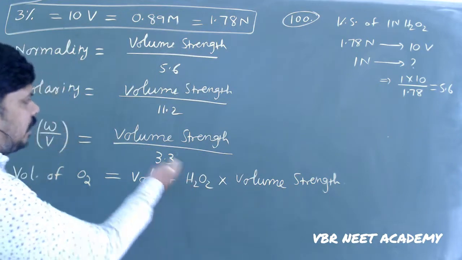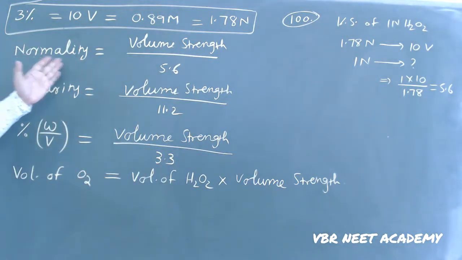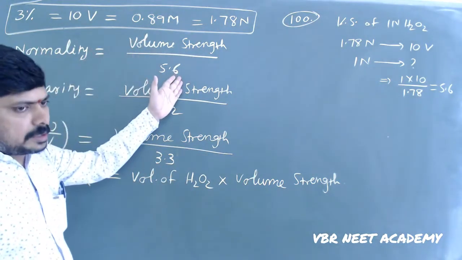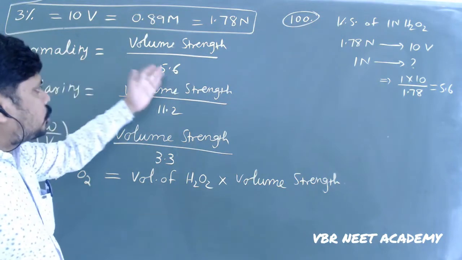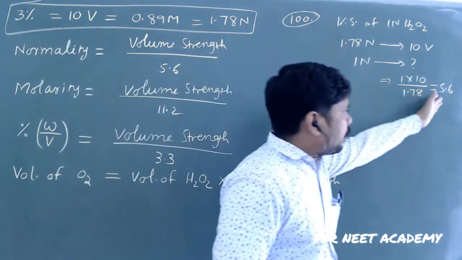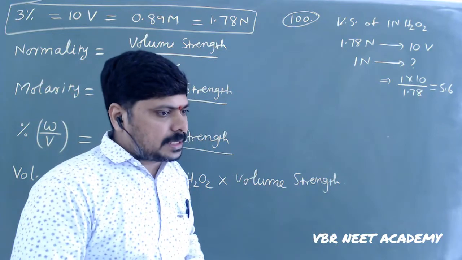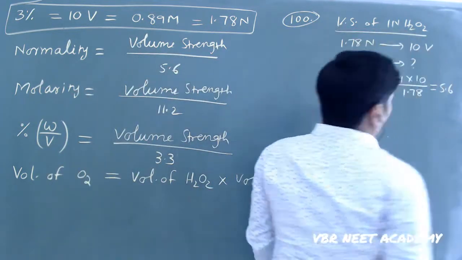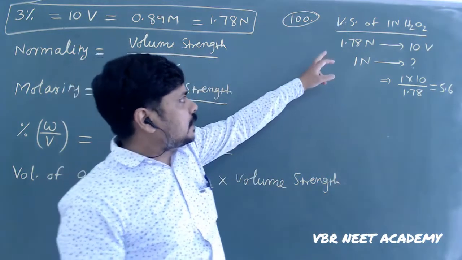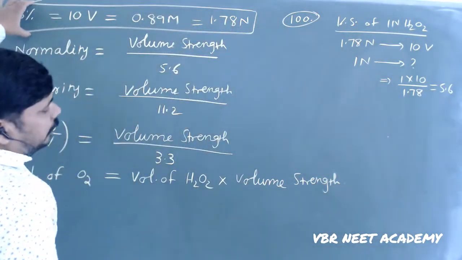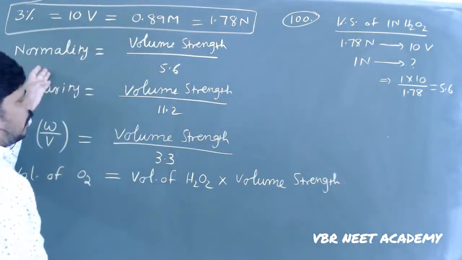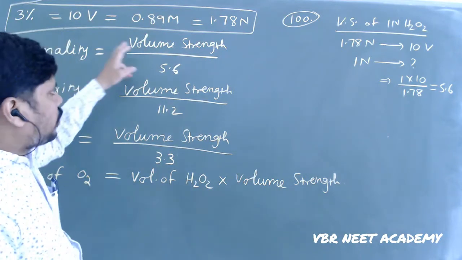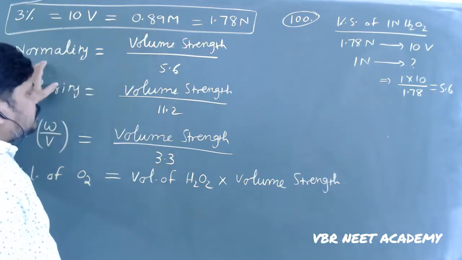If you can remember the formula directly, normality is equal to volume strength by 5.6. For one normal, 1 into 5.6 gives 5.6 volume strength. Understand? That is the volume strength of one normal H2O2. When they ask like this, you can use this formula directly, no issue. Volume strength is equal to 5.6 into normality.